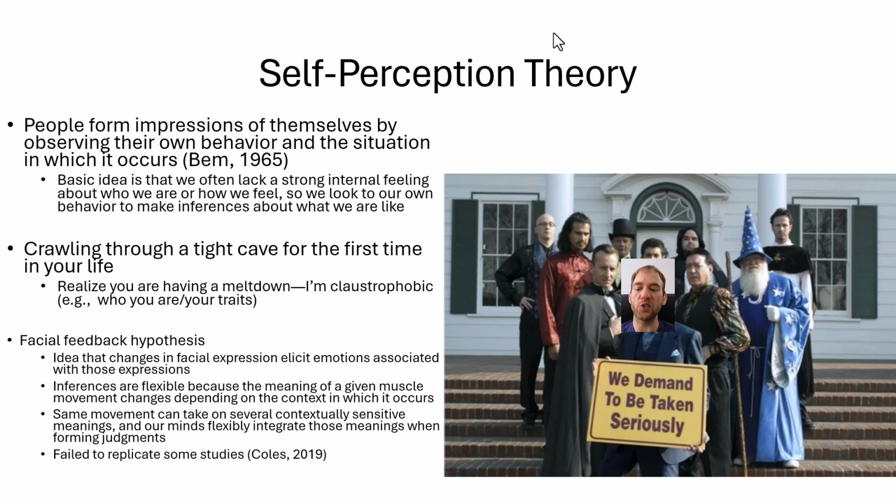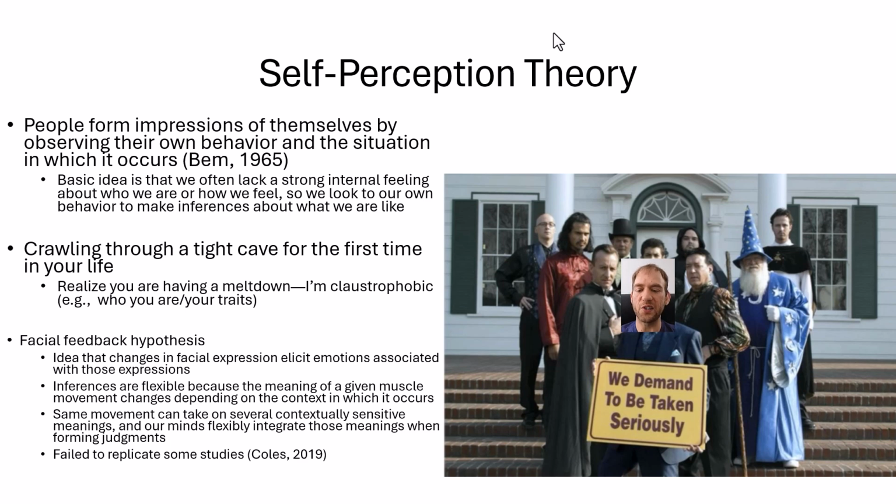Next, the facial feedback hypothesis. This is the idea that changes in facial behaviors elicit emotions associated with those expressions. Inferences are flexible because the meaning of a given muscle movement changes depending on the context in which it occurs. The same movements can take on several contextually sensitive meanings, and our minds flexibly integrate those meanings when forming judgments. However, many of these results have failed to replicate, which was argued in a 2019 study.